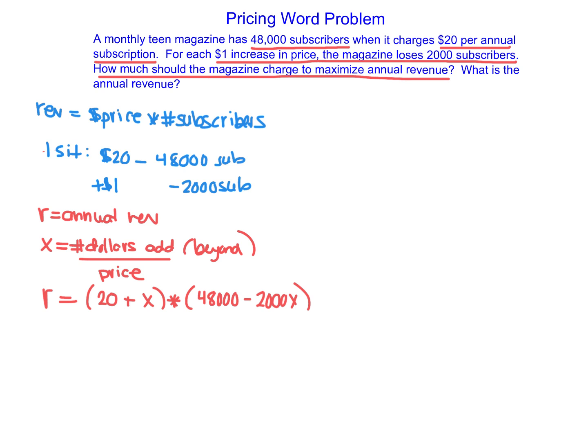So that's our equation here. Our revenue equals the price times the number of subscribers, which in this case, the price is 20 plus some X value that we're going to add on to it. And our number of subscribers is 48,000 minus 2,000 subscribers per dollar that we add on. So now that I have my equation here, let's use this equation to our advantage to help us analyze this situation so we can find the maximum revenue.